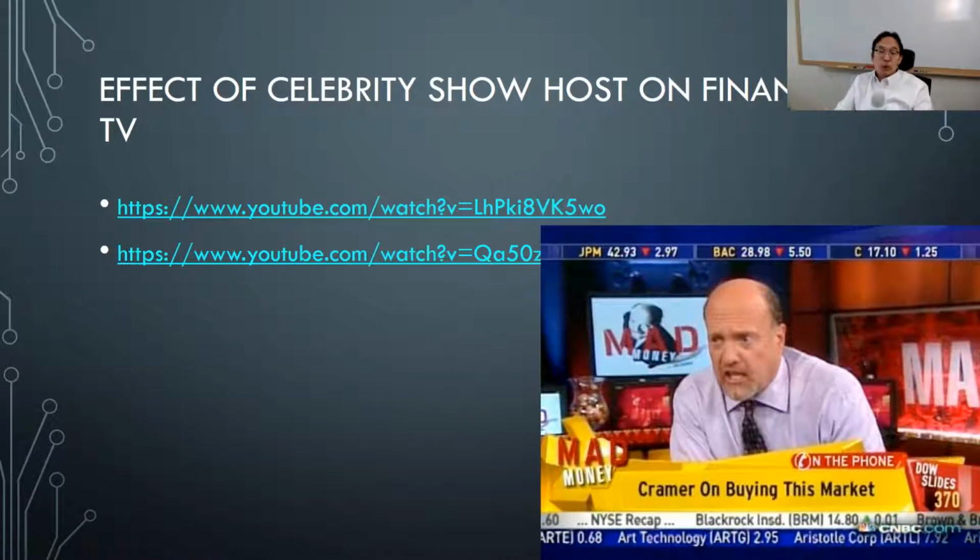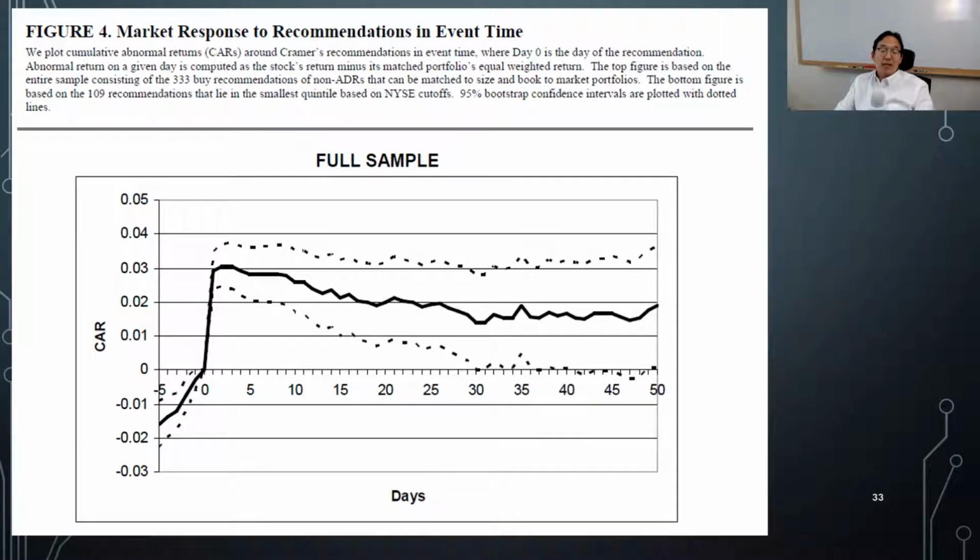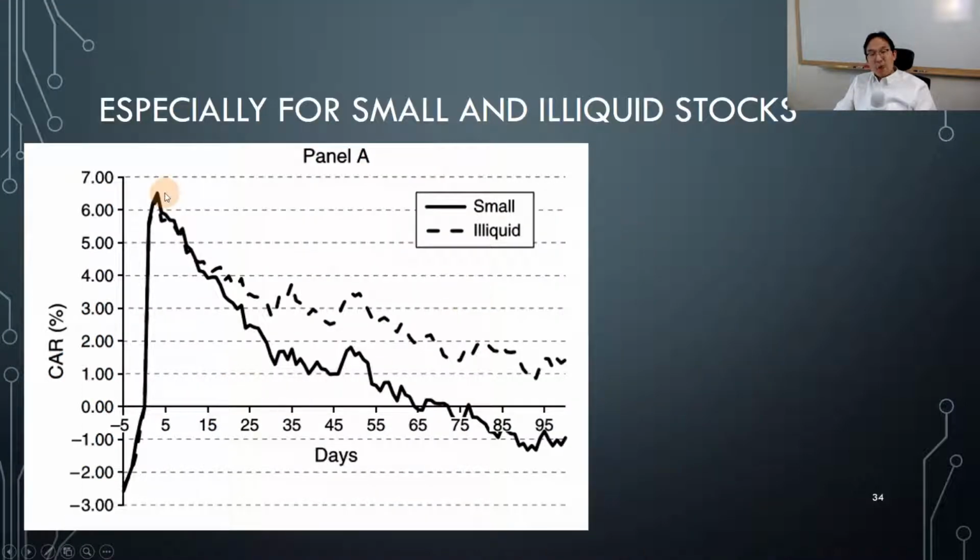So what happens to the stock price for the highlighted stocks? Well, on the day of the publicizing by Jim Cramer, the price jumps and then reverses back to the original level, quite similar to the CNBC CEO interview response, right? So what you do, watch television, short sell the stock. That's it. That kind of phenomenon is even stronger for smaller stocks and illiquid stocks.